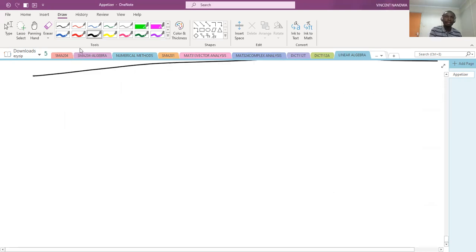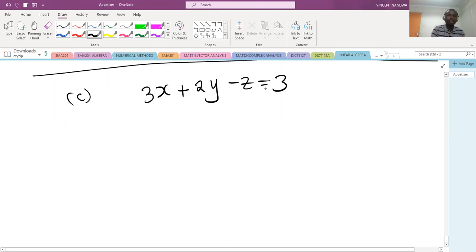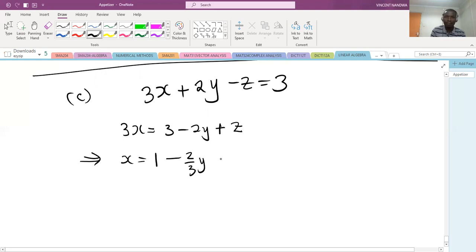And then last, part C, if we have now 3x plus 2y minus z equals to 3. We are asked to solve this equation. Then there are 3 different ways. So first thing is to say, let's make x the subject. So I have 3x equals to 3 minus 2y plus z. So which means that x equals to 1 minus 2 over 3y plus 1 over 3z, because I'm dividing through by 3.